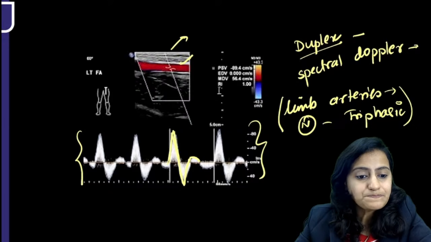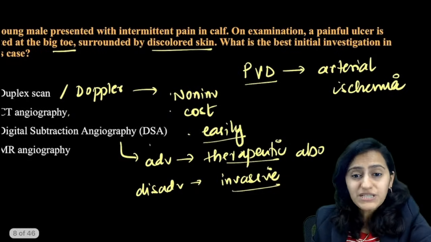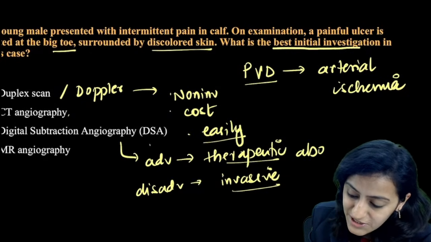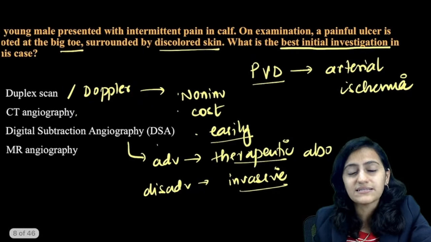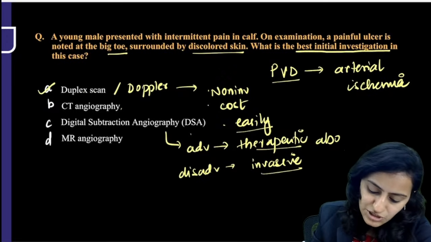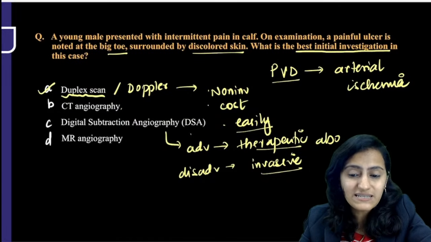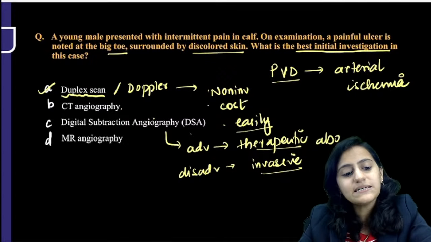Okay. So right. The question here is, what is the best initial investigation in this case? It is the best initial investigation. So that is why the best initial investigation would be duplex or Doppler. If it's a gold standard investigation, then it would be DSA.